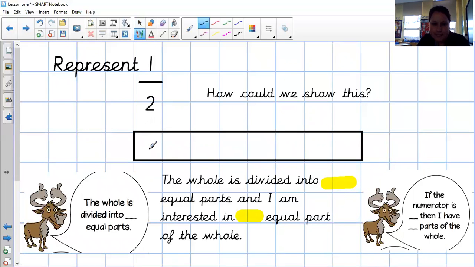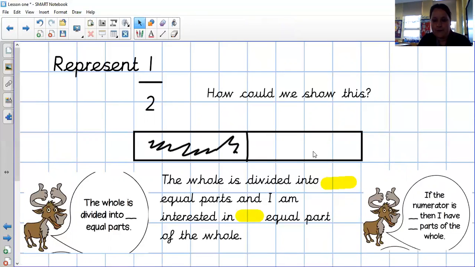So I'm going to do that first of all. So I'm going to count how many squares I've got. 1, 2, 3, 4, 5, 6, 7, 8. So if I'm dividing 8 into 2 equal parts, then I know I need 4 in each part. So I'm going to split my whole into 2 equal parts. Then I'm going to look at how many of those equal parts I am interested in. So I am interested in 1 equal part of the whole. So I'm just going to quickly scribble on there. So I am interested in 1 of those 2 equal parts. So the whole is divided into 2 equal parts. If the numerator is 1, then I have 1 part of the whole.